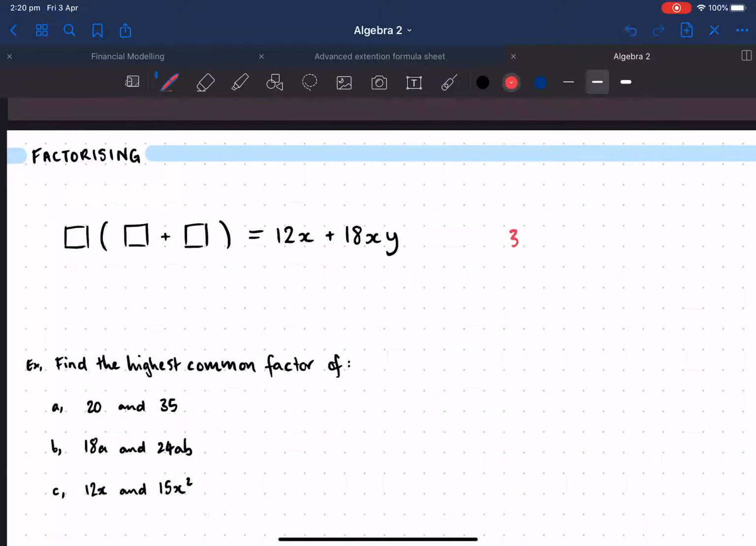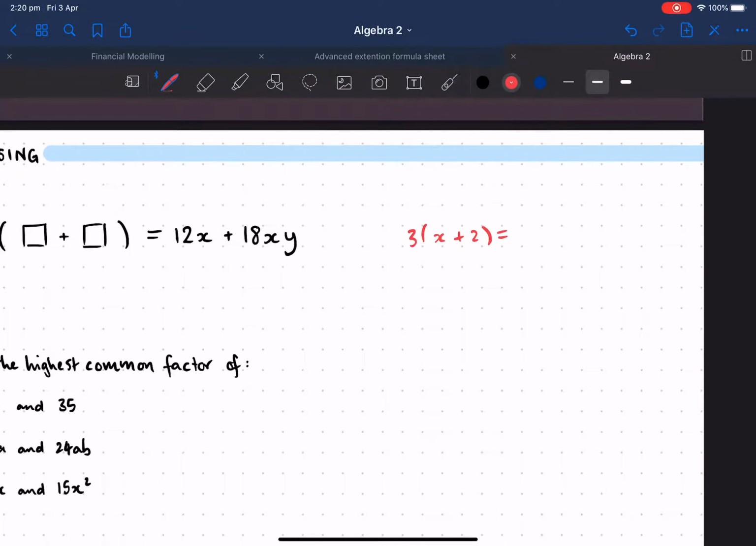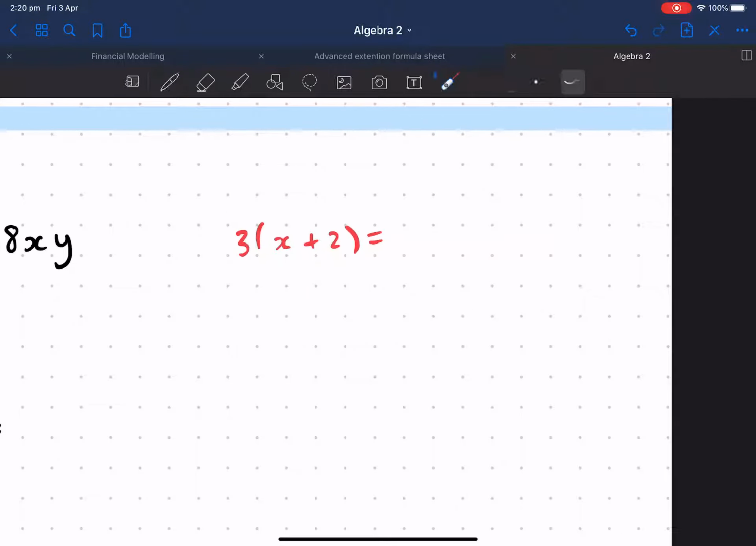So if I had something like 3 outside of x plus 2, what we'd normally say is, well, that's going to be 3 times x, so 3x, and 3 times 2, so 6. Okay? Factorising is saying, what do these things have in common as a factor, as a multiple, that I can pull out the front to write it back in this unexpanded form.